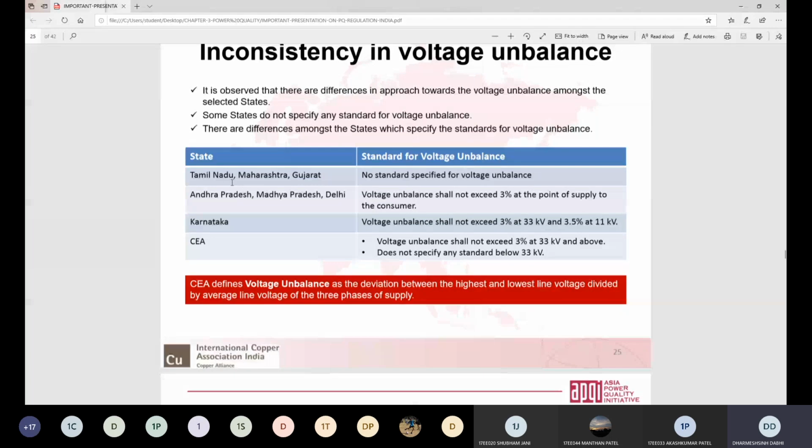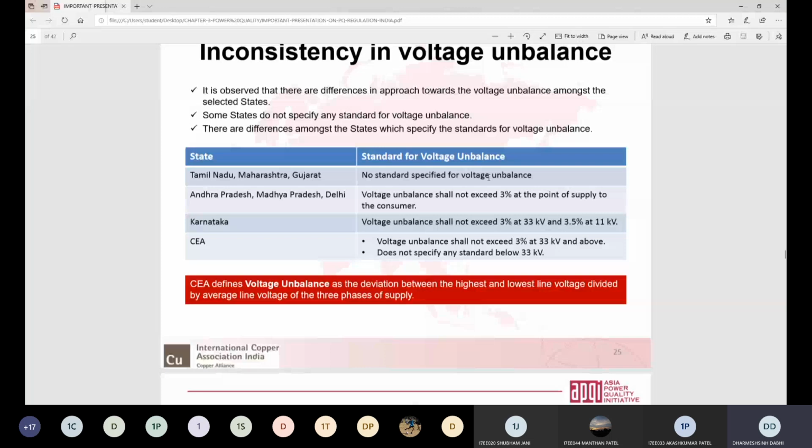So you can see which states are not making the standards: Tamil Nadu, Maharashtra and Gujarat. They have no standards for voltage unbalance. Andhra Pradesh, Madhya Pradesh and Delhi have a voltage unbalance standard of 3%. But as we know, as per the IEEE or IEC standards, voltage unbalance is allowed only 2%.